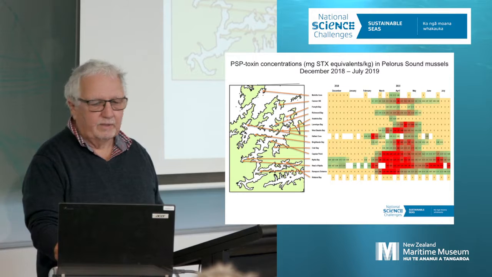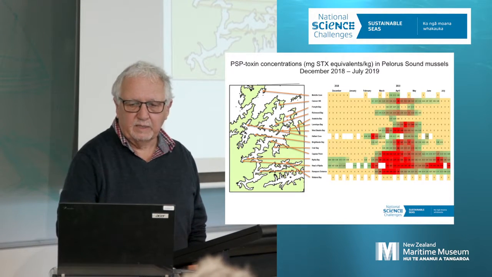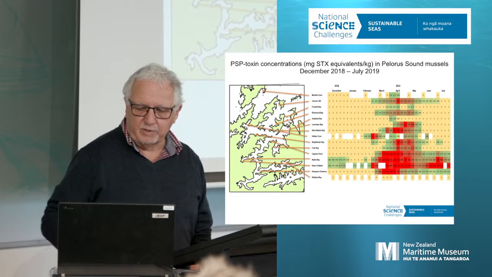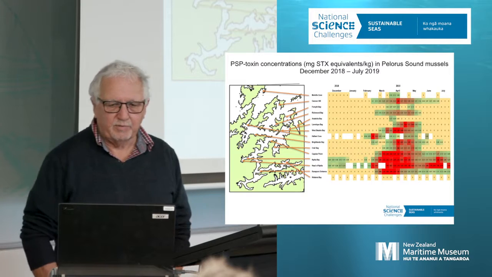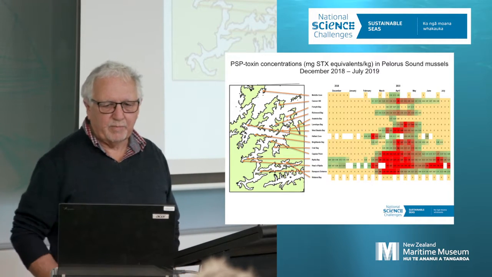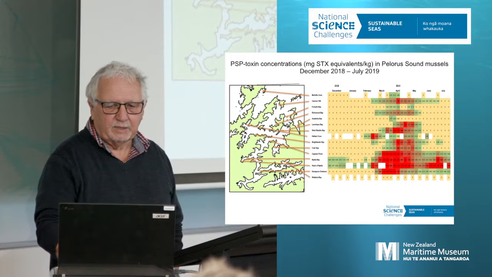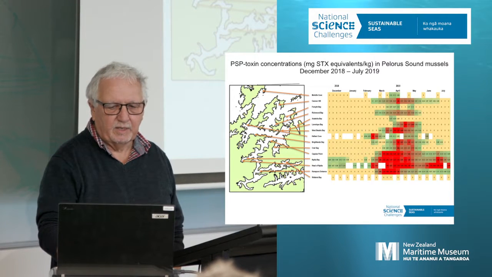The figure on your right there just shows the levels of toxicity. The red is where the levels are actually over the regulatory level of 0.8 milligrams per kilogram of flesh. Although these high levels are relatively confined to the central part of the Sound.